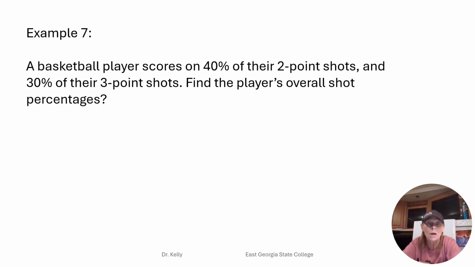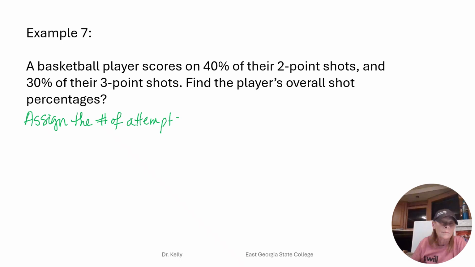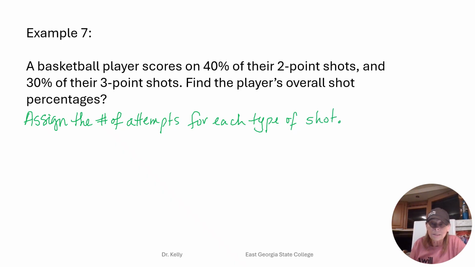So it asks us to find the player's overall shot percentage. And to do that, what we have to do is determine how many attempts. So we're going to assign the number of attempts for each type of shot. Okay, now we already discussed, and I'm sure you know, that it's not going to be the same.